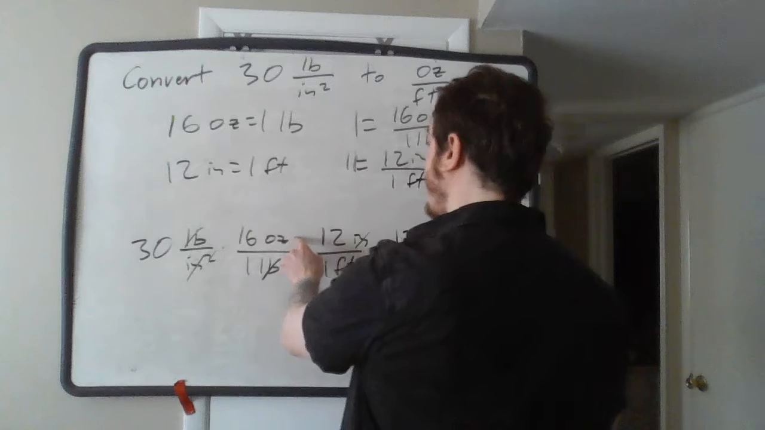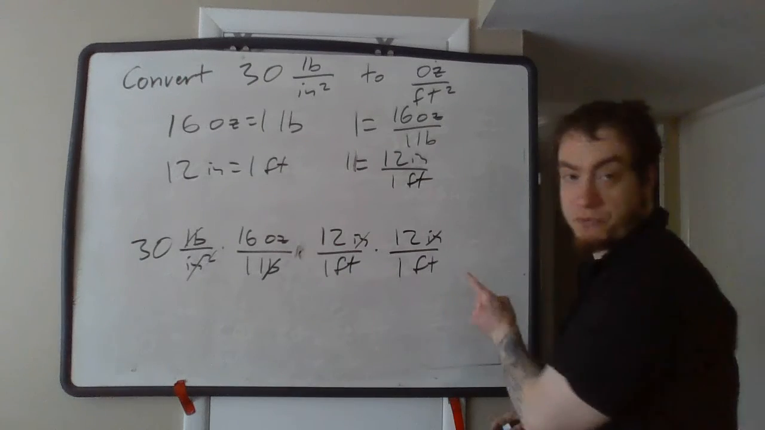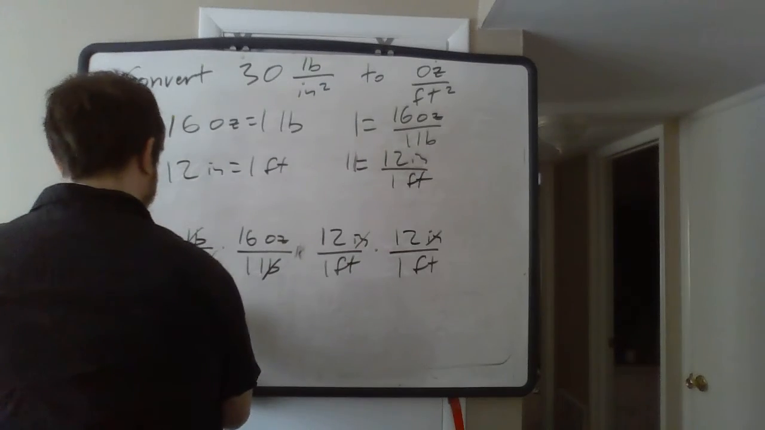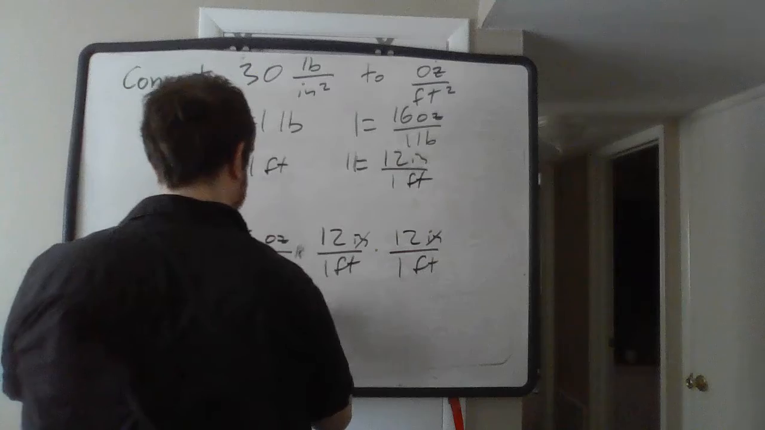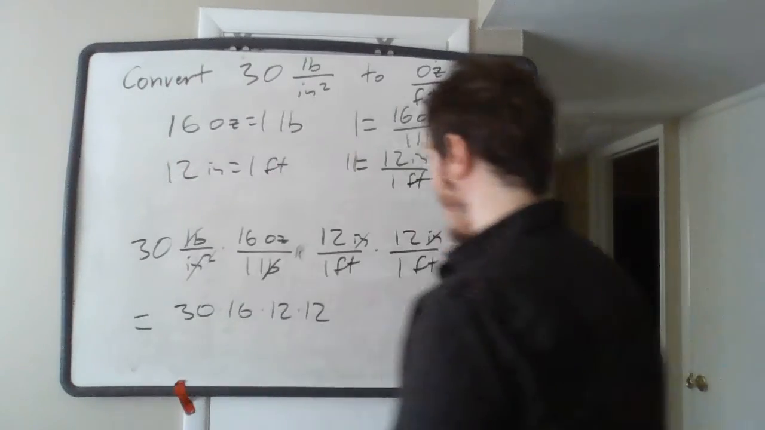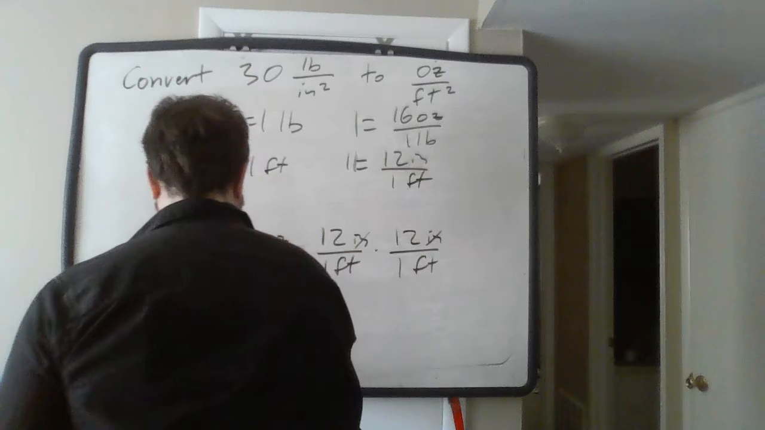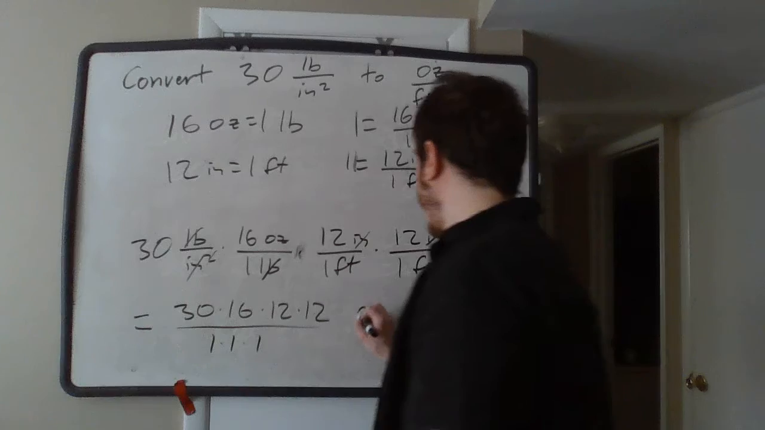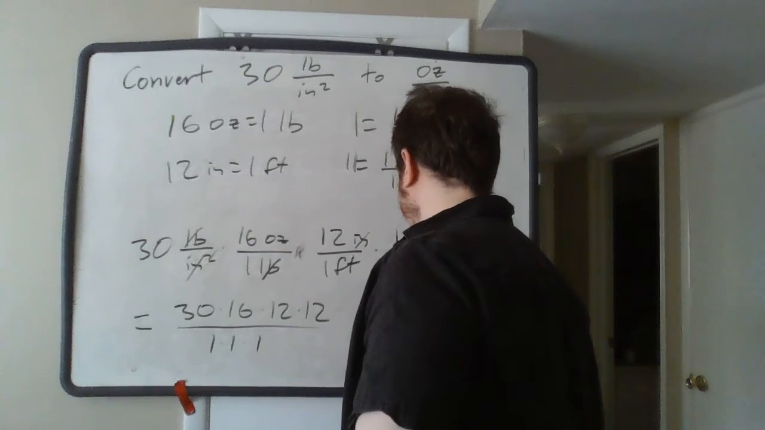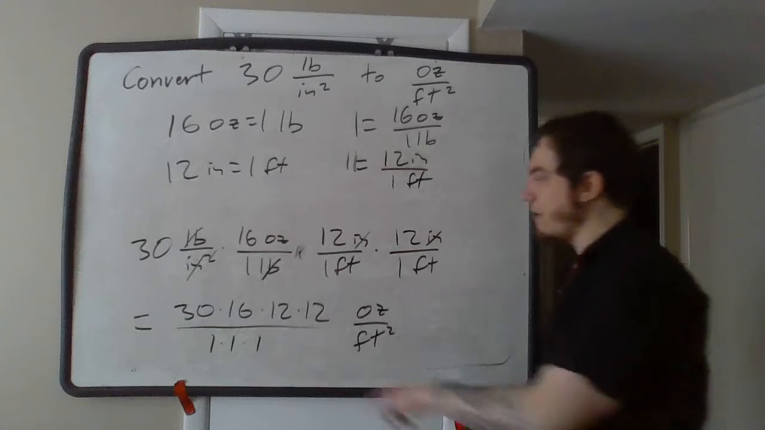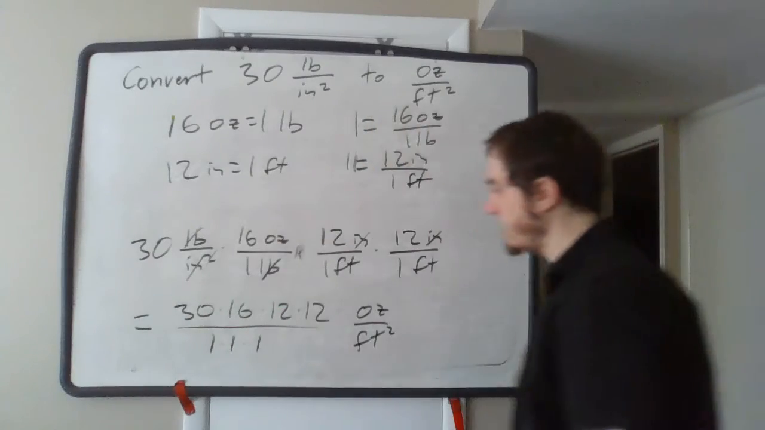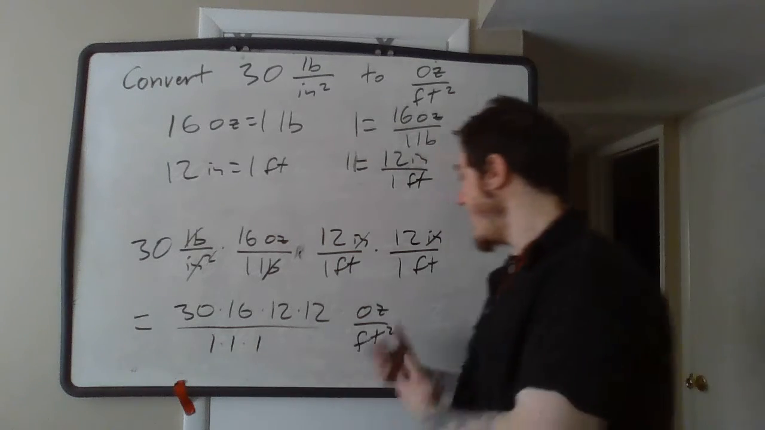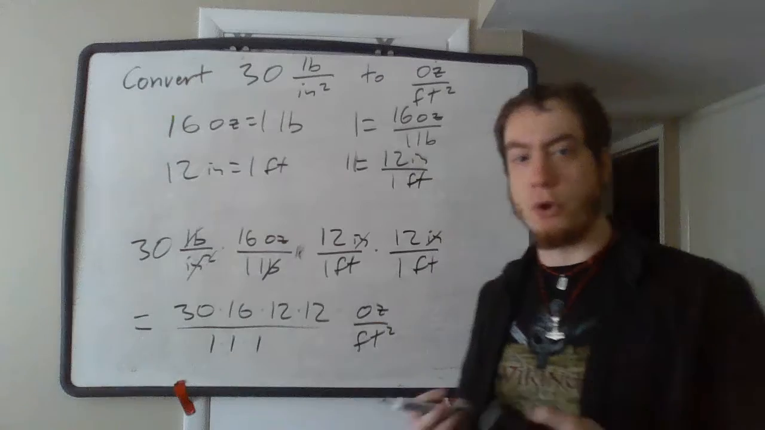Now, in the numerator, I have ounces, and in the denominator, I have feet times feet, or square feet. So this gets me 30 times 16 times 12 times 12. In the denominator, I actually, in this case, just have 1 times 1 times 1. And the units that I've ended up with are going to be ounces per square foot. So at this point, I will leave it to you guys to enter this number into a calculator and see what you get. I don't feel like doing that in my head, but you can simplify this down, and we have this in ounces per square foot.